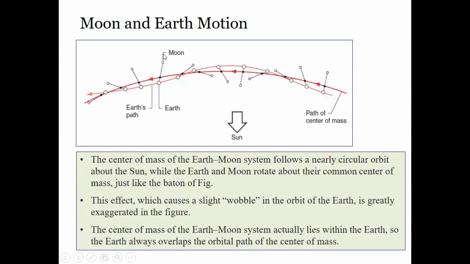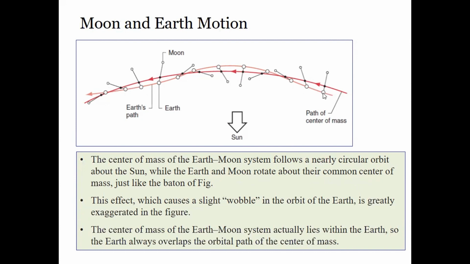Here we show the moon and the earth and their motion. You can see that this red colored path is that of the overall system's path. The center of mass of the Earth and Moon system is following nearly a circular path about the Sun. However, the Earth and the Moon both are rotating about their common center of mass, just like a baton.